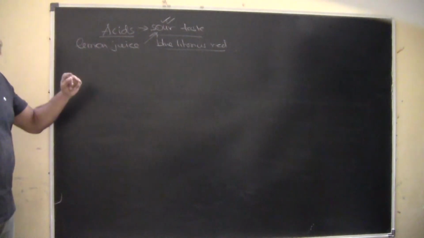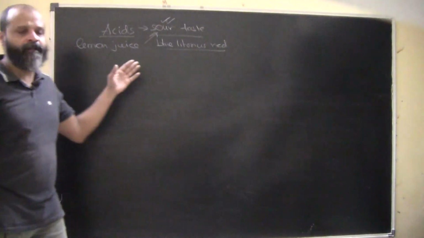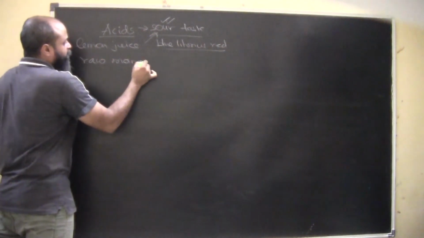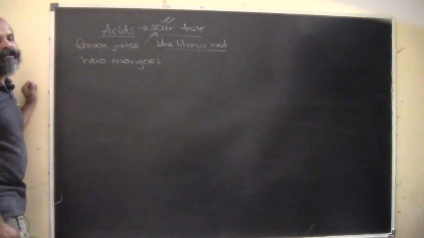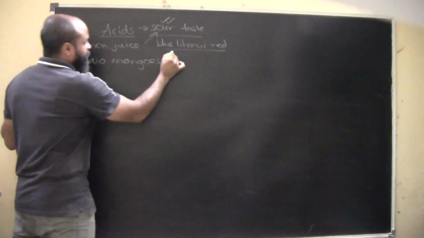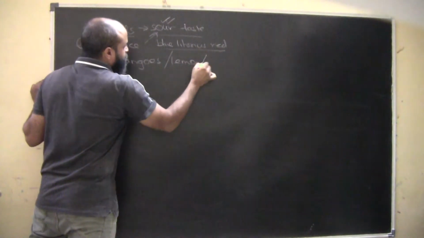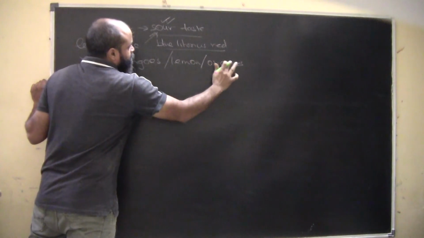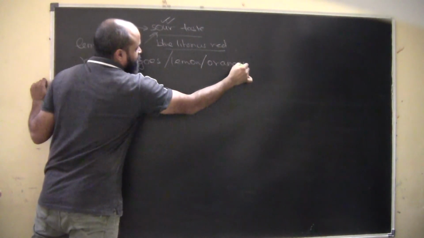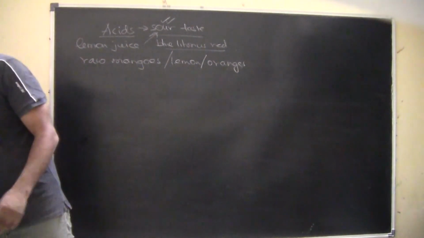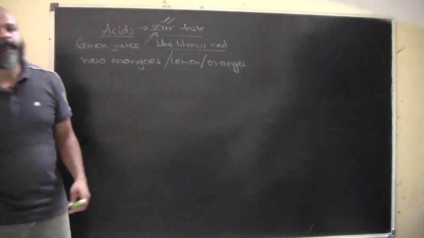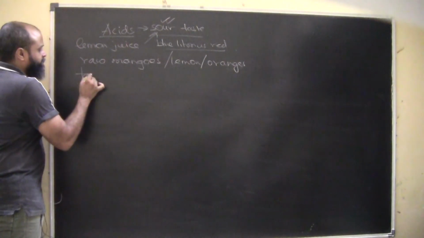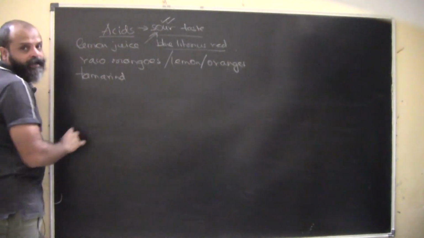Now many fruits are sour in taste. For example, we have raw mangoes. Mostly those fruits which are raw are sour in taste. Then we have lemon, then we have oranges. Then we have tamarind. Tamarind also has a sour taste.